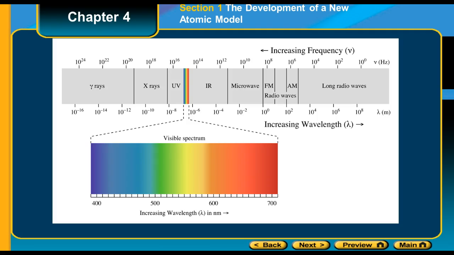You can also see this is also referenced as the electromagnetic spectrum. You can see gamma rays, X-rays, ultraviolet, the visible spectrum, infrared, microwave, FM radio, AM radio, and then long radio waves. These are all different areas of light on the spectrum.